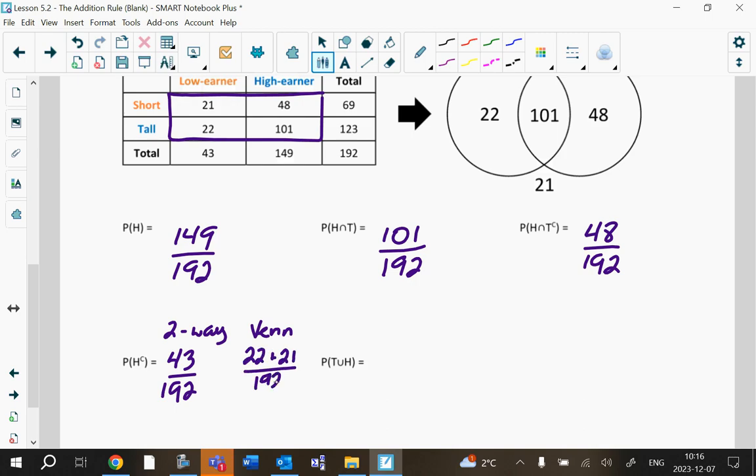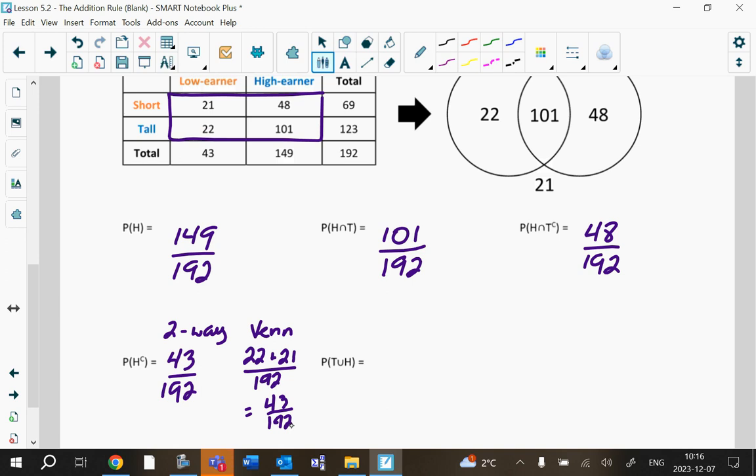But again, you should be familiar with how to do both, because in a situation, you're not going to be given both. You're going to be given one of them. Okay, so you've got to be able to know how to read a two-way table to answer these and read a Venn diagram.